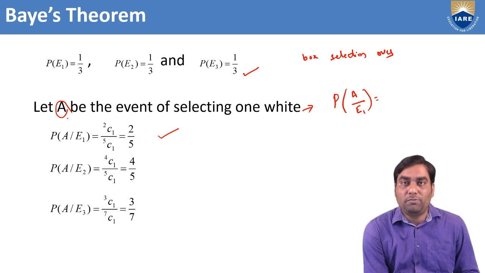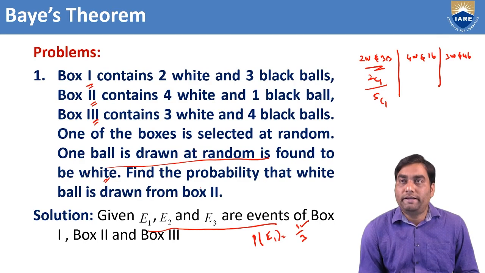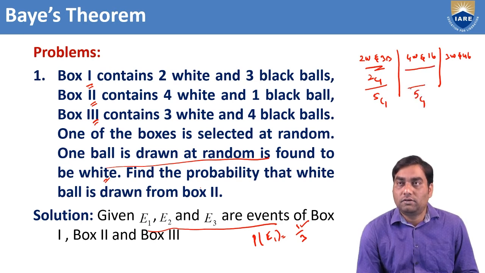Suppose if the same white ball you select from box 2, how many are there in box 2? Totally 5. 5C1 in the denominator. 1 white ball from 4 white balls. So 4C1 by 5C1.